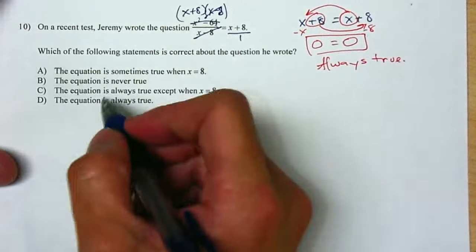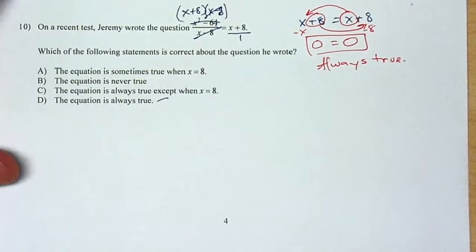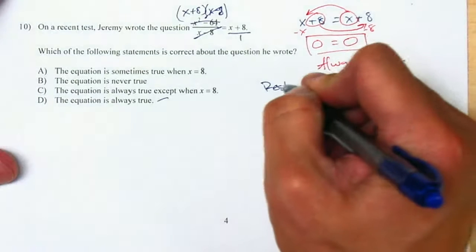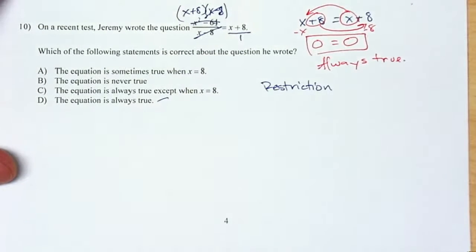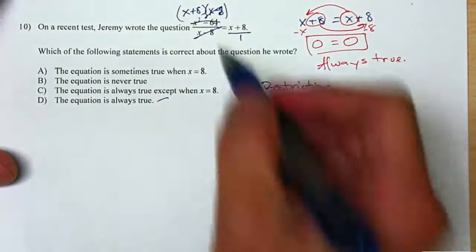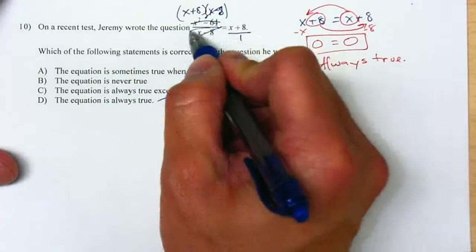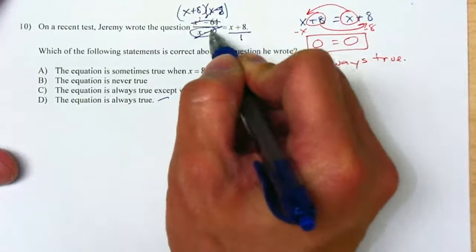So watch out, though, because always true is going to be there. But sometimes we have restrictions. And so that's something you have to look out for. Not all the time. For example, here, do we have a restriction? We have to look at the original question on the denominator. And I notice in the denominator I have an x minus 8. There's no x's here, but there is an x minus 8 here.